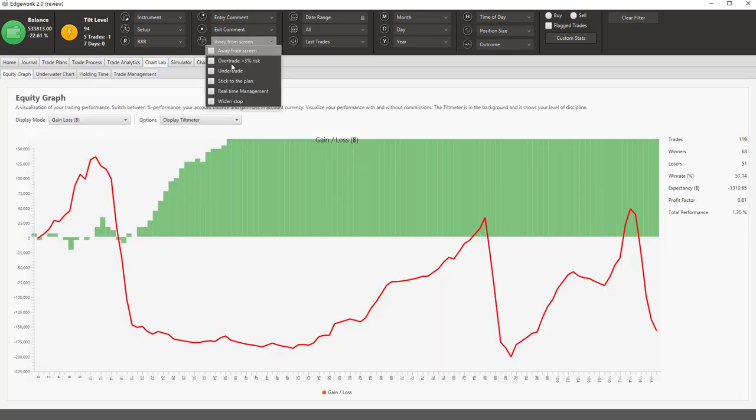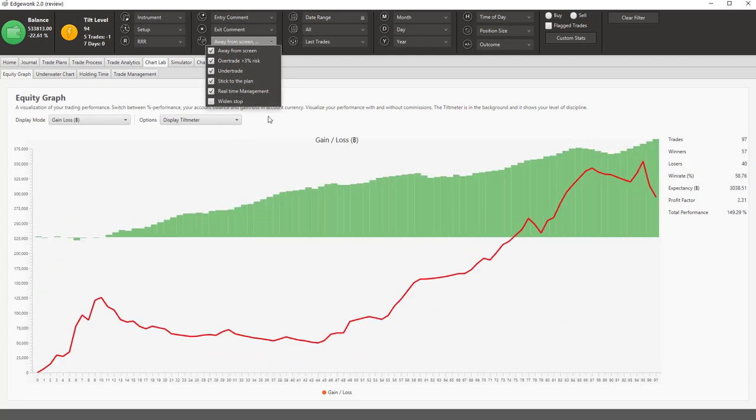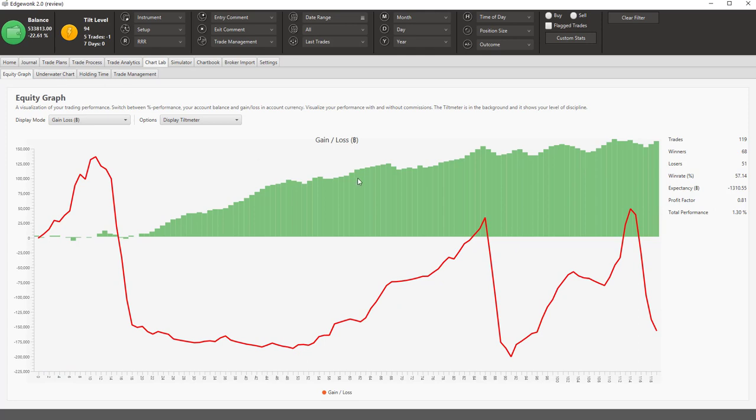So let's take a look again at all the trades where he had a positive comment, except for the ones where he widened his stop loss, and he has a positive performance of 294,000. So it looks like we have found what is really costing the trader money.